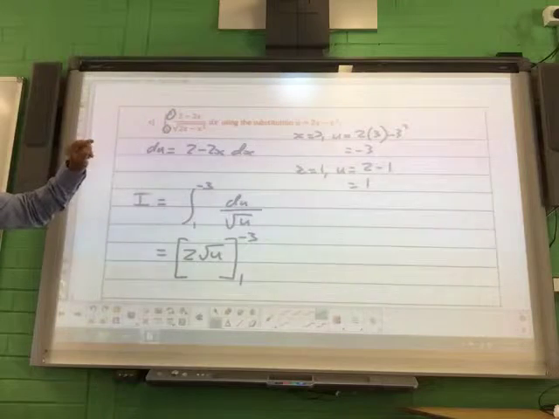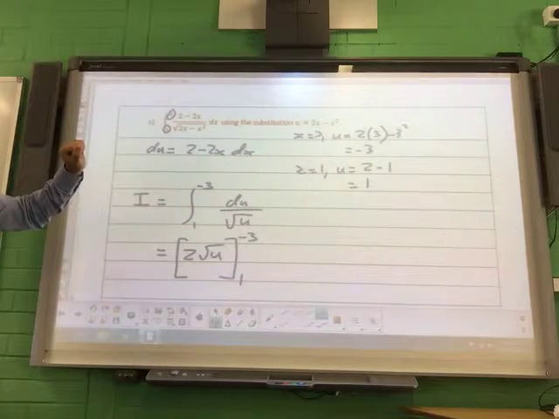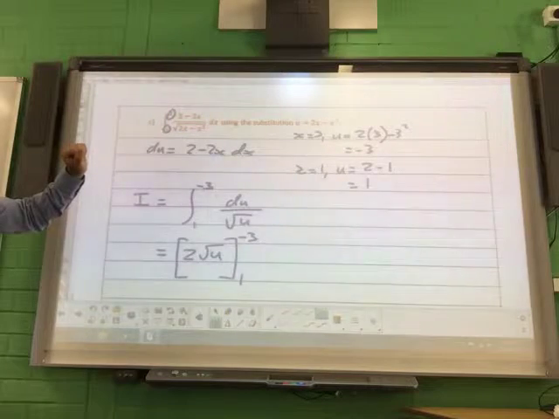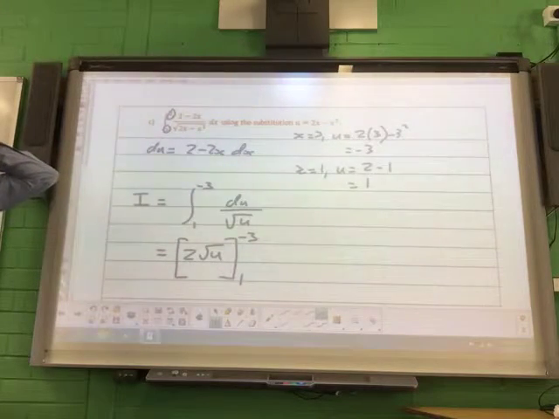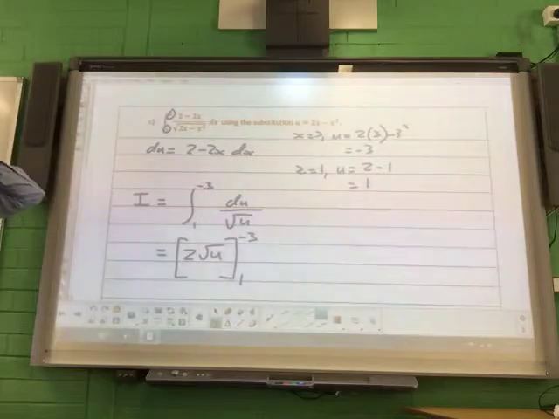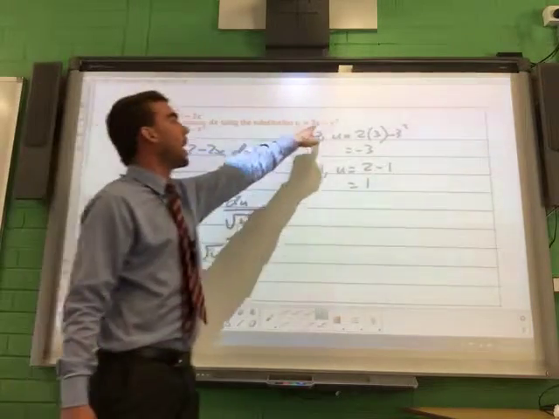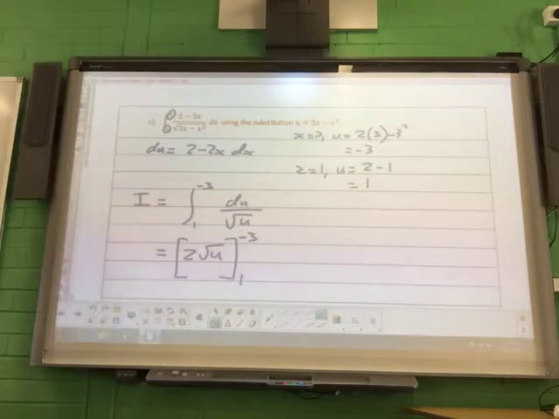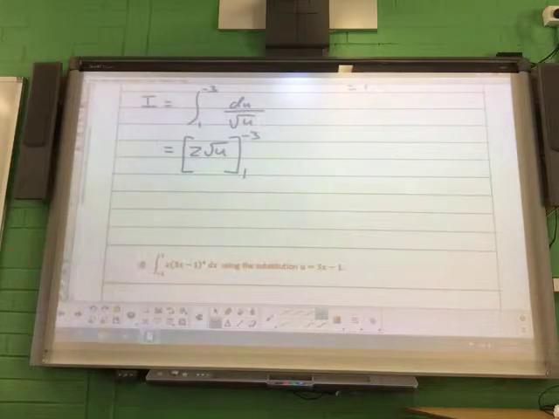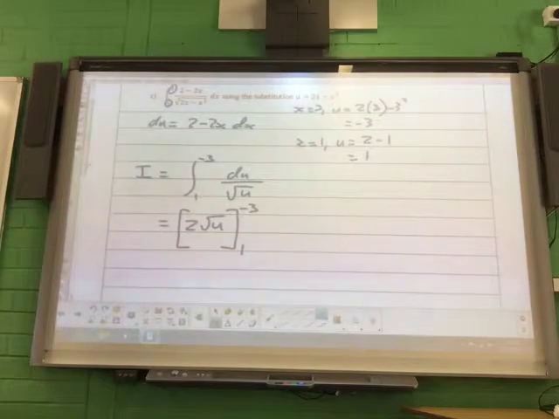X is 3, u is 2 lots of 3, take away 3 squared. 3 squared is going to become positive? No, because you're taking away 3 squared. You don't have a -3 all squared. Take away 9. Yeah, so 6 take away 9 is negative. It's a negative under the square root. It's still going to be the same thing.